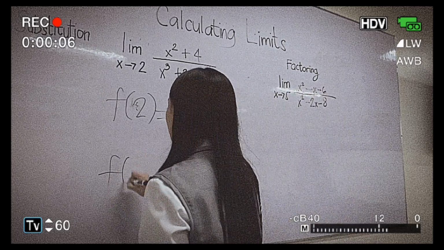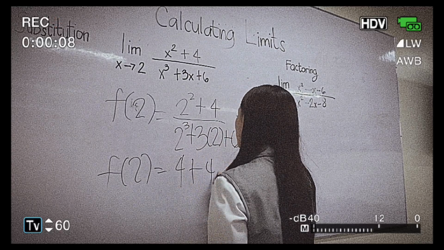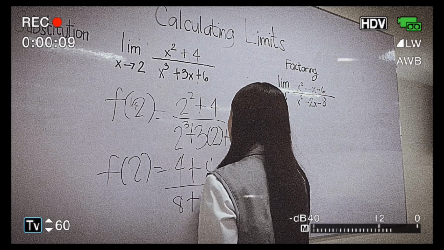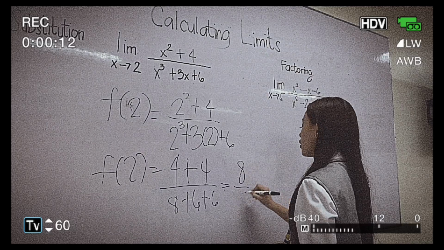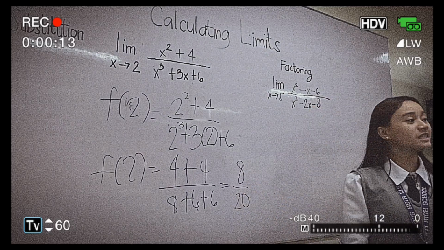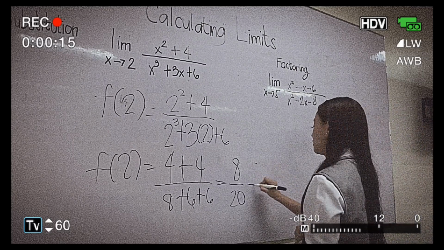And then 2 squared is 4 plus 4 over 8 plus 6 plus 6 equals 8 over 20. But we can still simplify it to its lowest term, so divide it by 4.